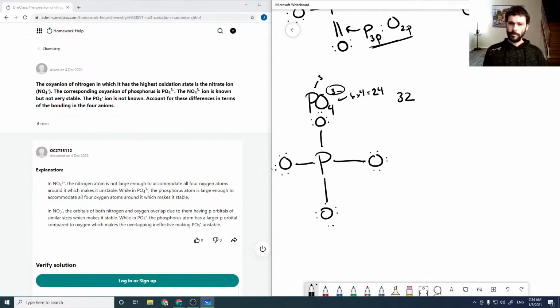And so that could be one potential structure, where here we've got a delta minus on each of the oxygens and a delta positive on the phosphorus. Okay.